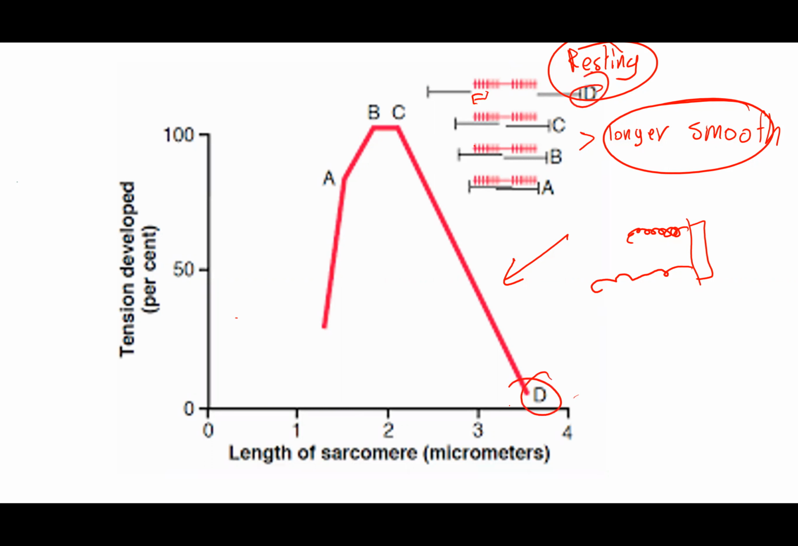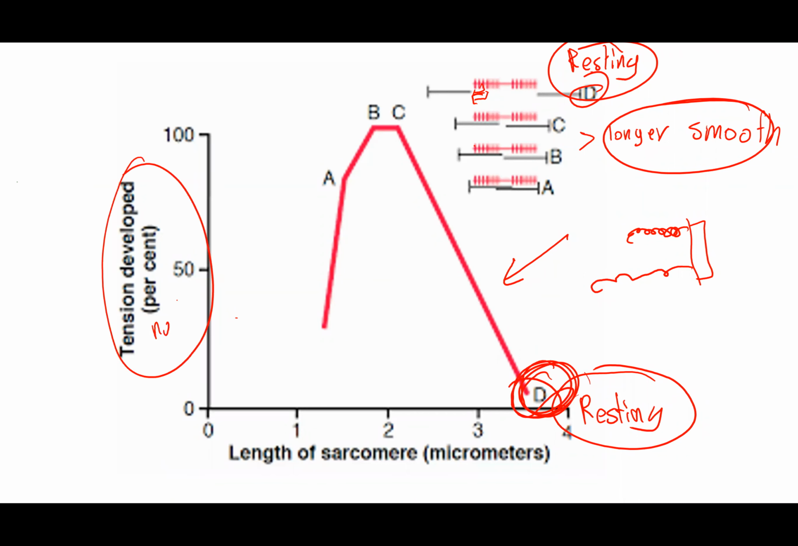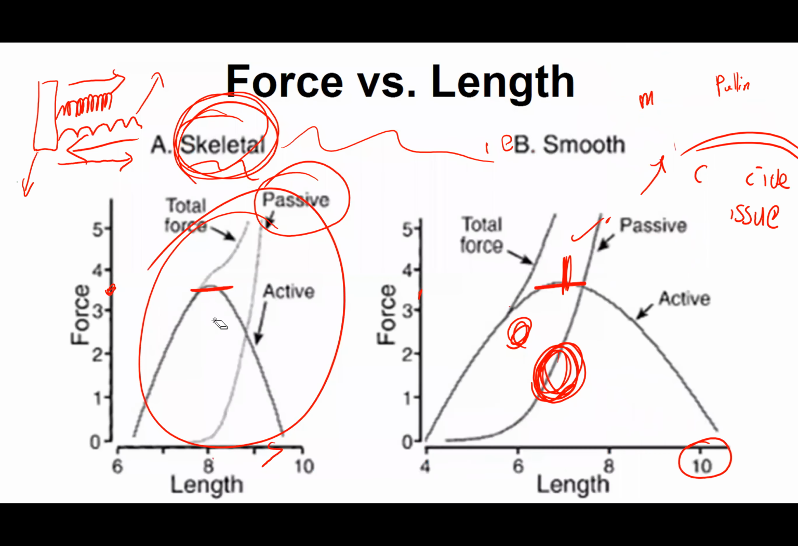If you take a look, it says D over here. Since they're not touching it, at this length, this is a resting length. At this resting length, there's no heads attached to the actin. Therefore, if the muscle were to contract, zero force would come out. There's no force, because the myosin is not attaching to the actin in the first place. And this is represented on this curve over here.